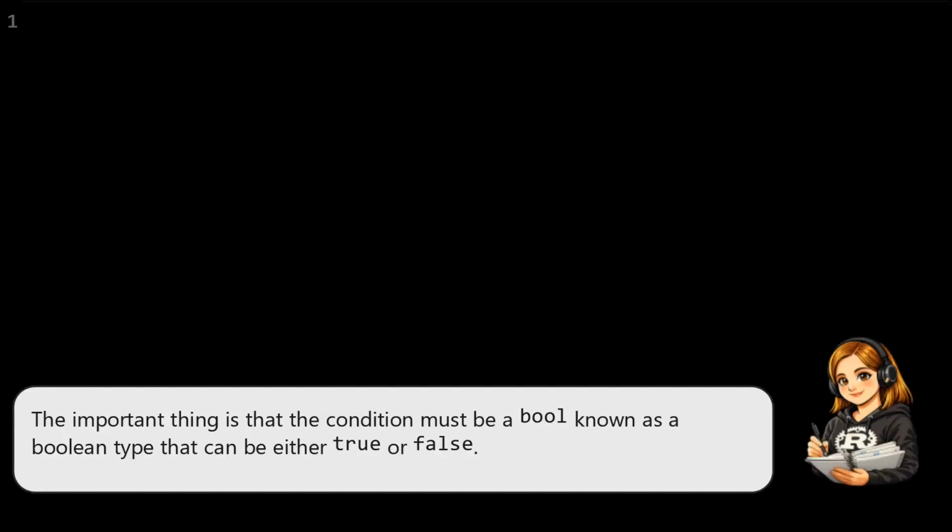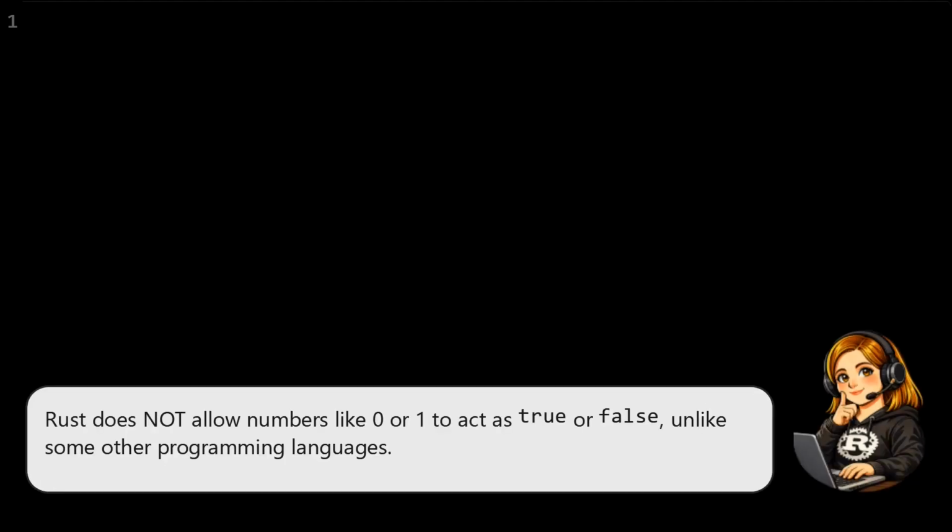The important thing is that the condition must be a bool, known as a boolean type, that can be either true or false. Rust does not allow numbers like 0 or 1 to act as true or false, unlike some other programming languages.